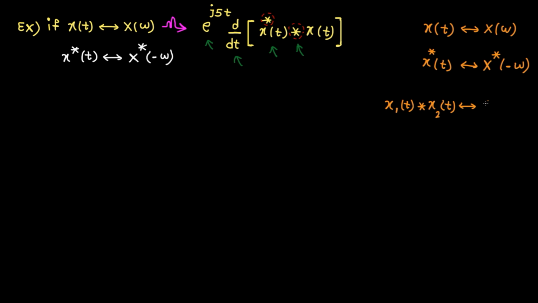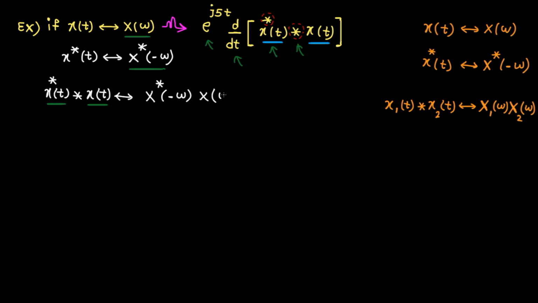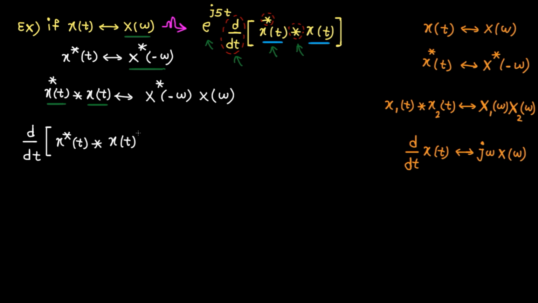Convolution in time is multiplication in the frequency domain. So if we convolve xt conjugate with xt, their Fourier transforms get multiplied in the frequency domain. Next step is to apply differentiation and use the time domain differentiation property. So all we need to do is to multiply the Fourier transform by j omega.